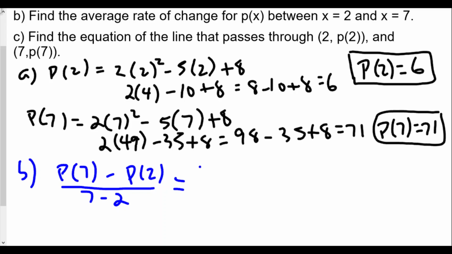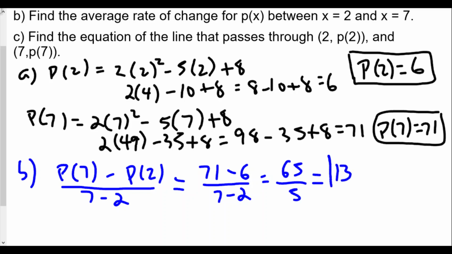So p of 7 we know is 71, which you found from part A, and p of 2 is 6, which you again found in part A, all over 7 minus 2. We would now get 71 minus 6, or 65, and 7 minus 2 is equal to 5, and 65 divided by 5 is going to be 13, and that's our average rate of change between the values of x equals 2 and x equals 7.